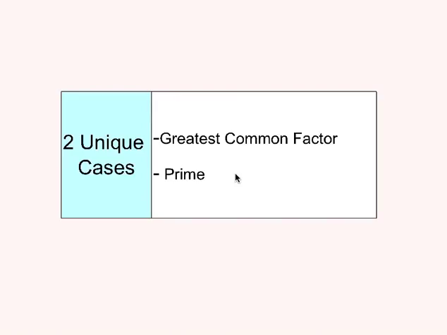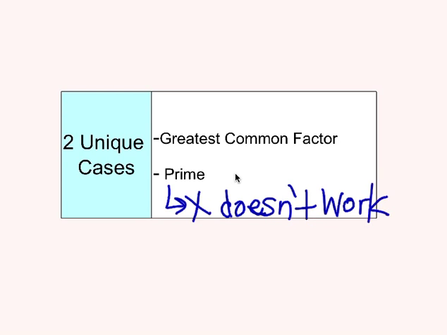So let's take a look at the 2 unique cases. We just had one, and that's on number 7. Sometimes you have to take out a greatest common factor, okay? And you need to make sure that you write that greatest common factor at the end. But sometimes they show up as prime, which means that they're not factorable. Things are prime when the x doesn't work.